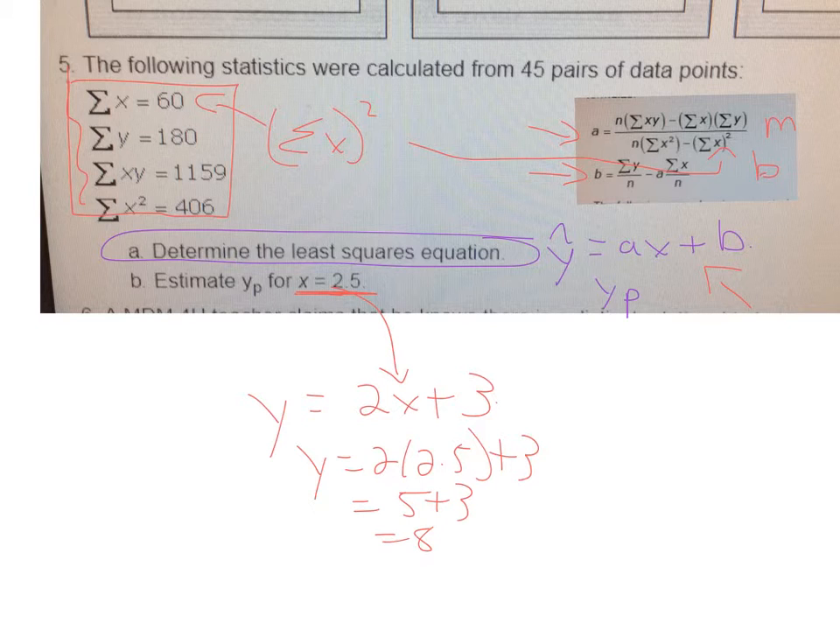Okay, so that's obviously not the value you're required to get, because I don't have the equation worked out here for you. I'm going to let you do that for part A. But when you get the equation, you're just going to do the same procedure that I showed you, and you're going to put 2.5 in for x and calculate, in this case, not y, but y hat, or yp, which is y predicted. It means the same thing.